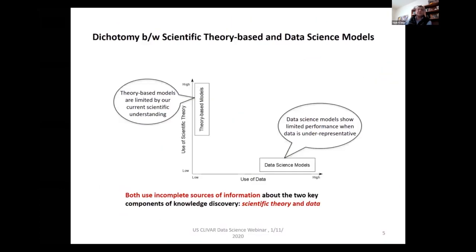So in response to this, the scientific community, especially those who are interested in bringing machine learning and the scientific community together, have been pursuing this dichotomy between scientific theory-based models and data science-based models. And if you look at each one of them, theory-based models are limited by our current scientific understanding or our ability to model the phenomena at the right level of detail. But data science models can do really well if you have lots of data, but if the data is underrepresented, which happens many times, then they're limited in those situations.